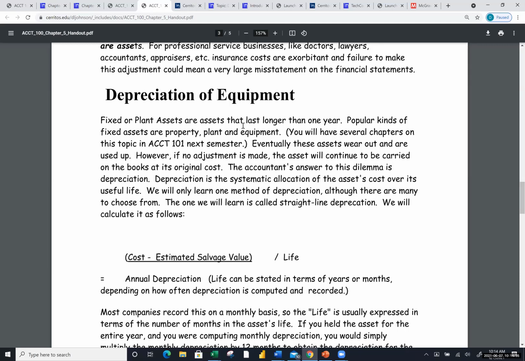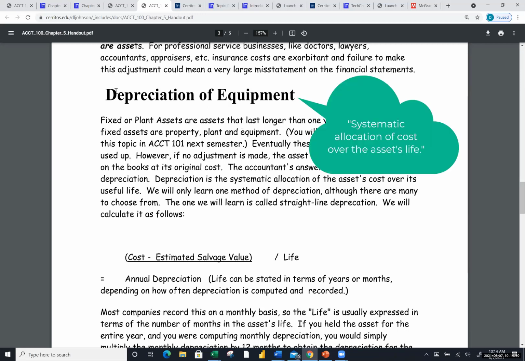So in order to have a proper matching of revenues with expenses, we need to depreciate this equipment. What the heck does that mean? It means that we need to take a portion each year and get it out of the asset and put it into the expense account. We do that through the depreciation process. So someplace in your notes, depreciation is a loss of usefulness.